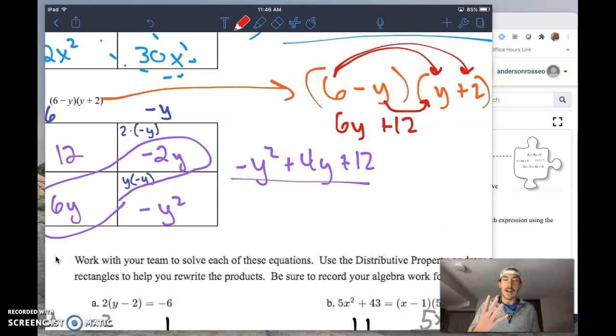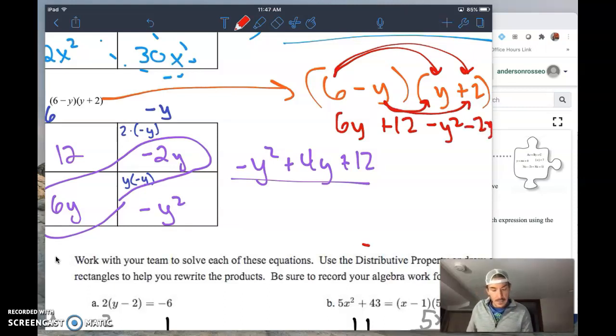FOIL is a 4-letter acronym. First, outer, inner, last is what it stands for. I did the first term, 6 times the y, sorry, 6y. The outer, 6 times the 2, the outer things in those parentheses. The inner, I'm going to do next, negative y times y is negative y squared. And then the last terms is what I'll do, negative 2y.